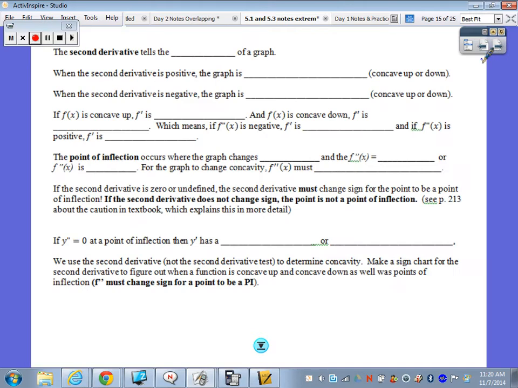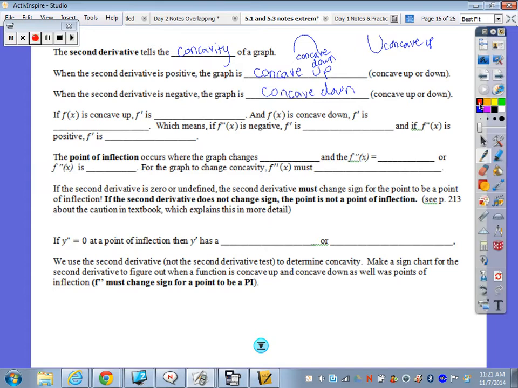So today we're going to learn about the second derivative. The second derivative tells us the concavity of the graph. Just remember, concavity is how the graph's turned. So this is concave down, and this is concave up. When the second derivative is positive, the graph is going to be concave up, and when the second derivative is negative, the graph is concave down.